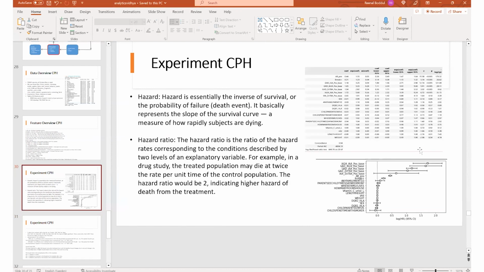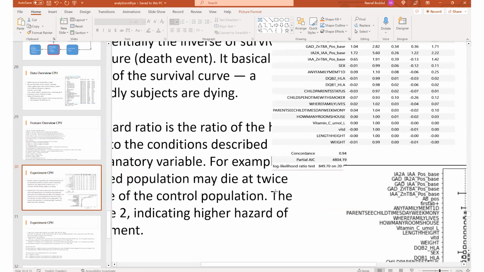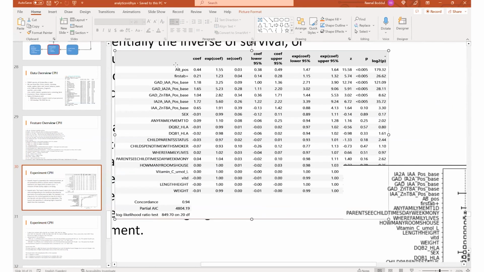Let me zoom in a little bit so you are able to see. This is the table which I want to discuss. These are the features which we have taken. What we have to look at is the p-value. A p-value less than 0.05 means that the feature or variable is more dominating, or more interesting to look at, with respect to the target variable. Our target variable is whether the child has developed T1D or not. These are the significant variables. If you see, AB positive, first AB, GAD-I, these are all significant variables we observed from the p-value.